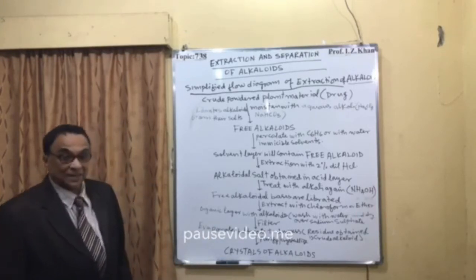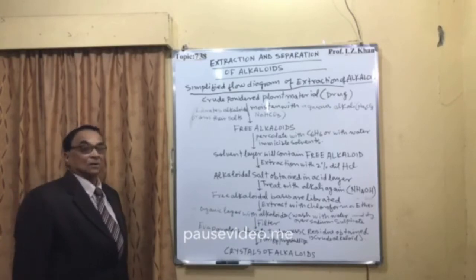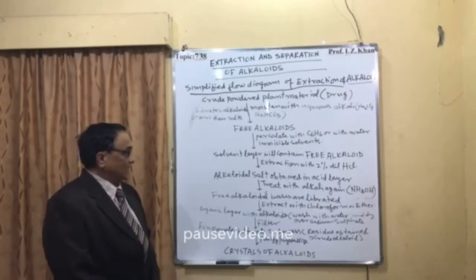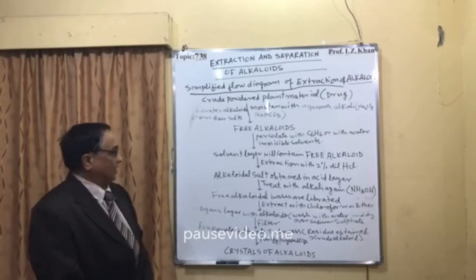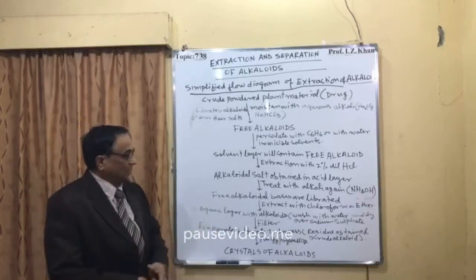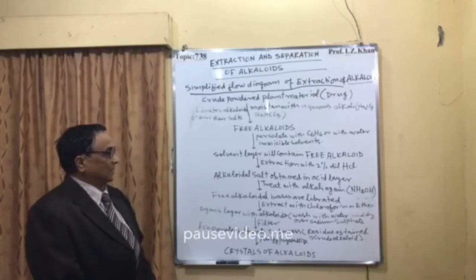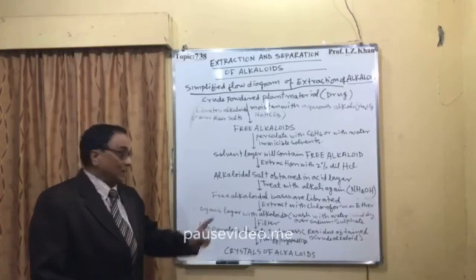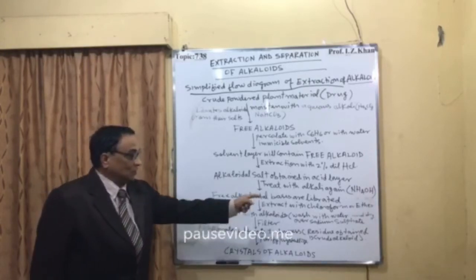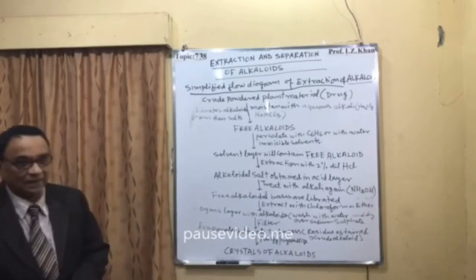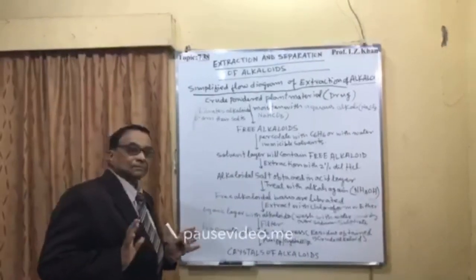Once it is liberated from that layer, once it is treated with ammonium hydroxide, you will get free alkaloid, the bases are liberated. And this liberated alkaloid is extracted with chloroform. Here you are going to use chloroform. And here let me make it very clear.